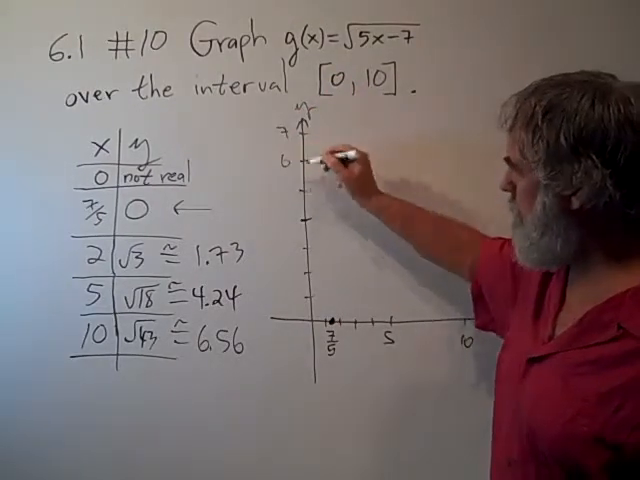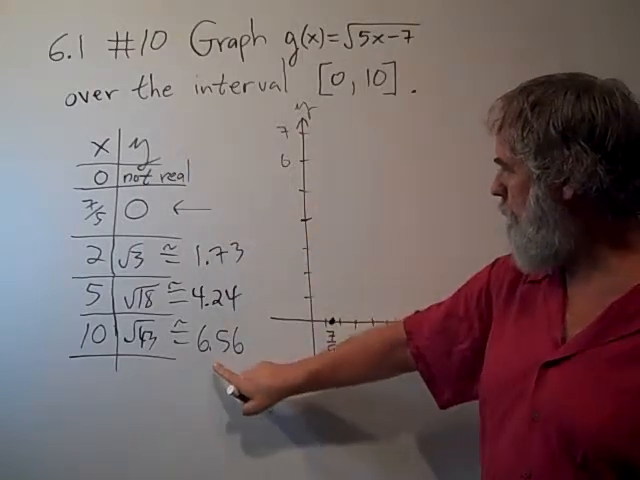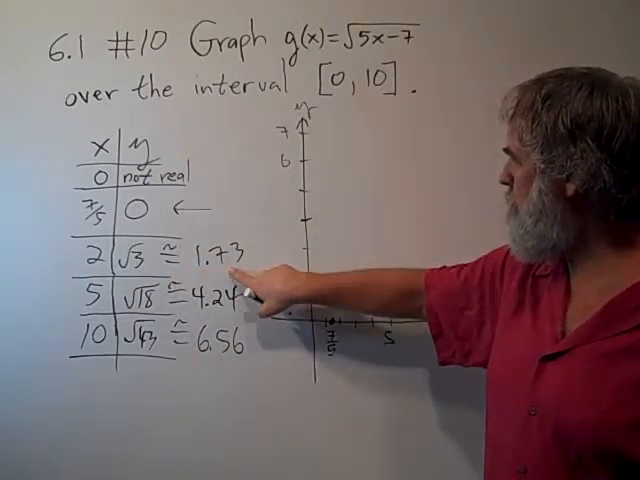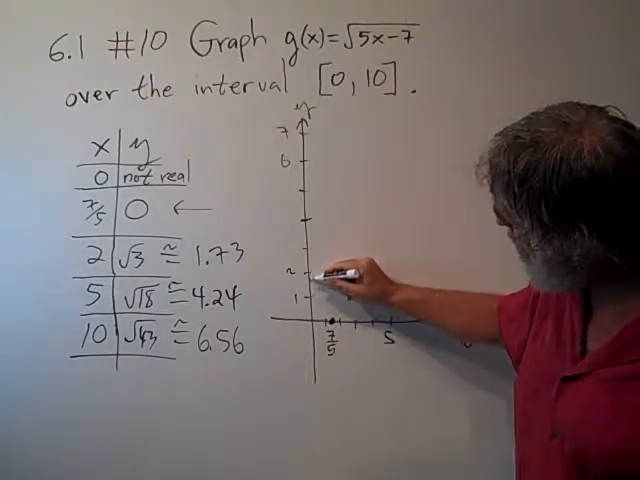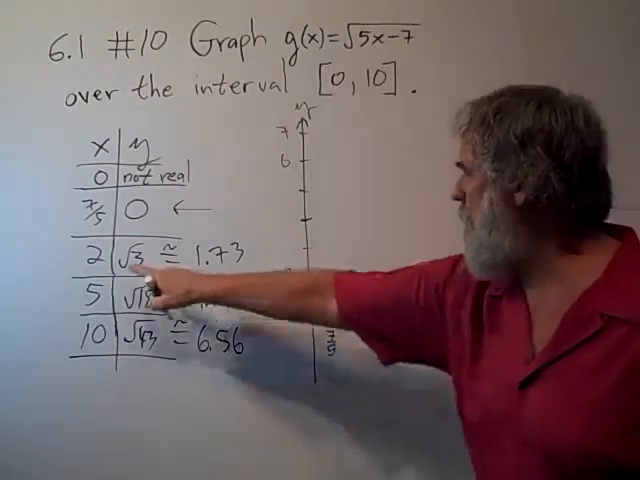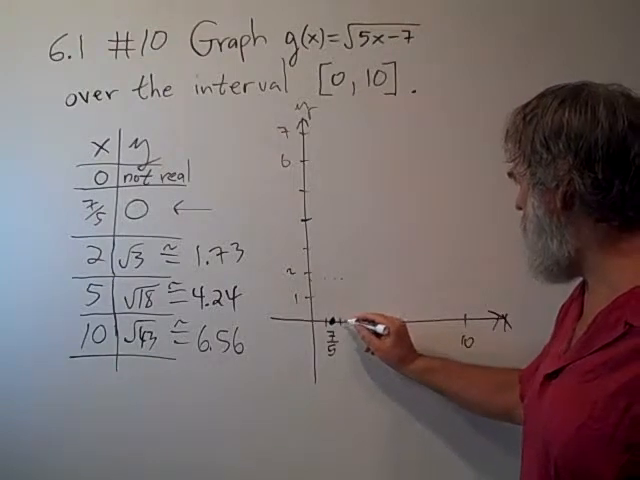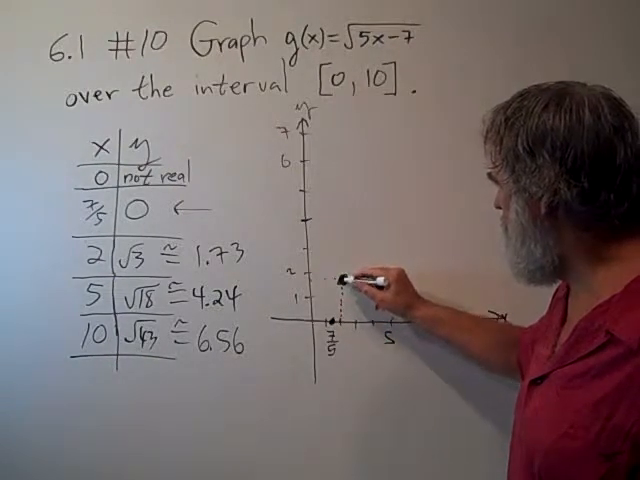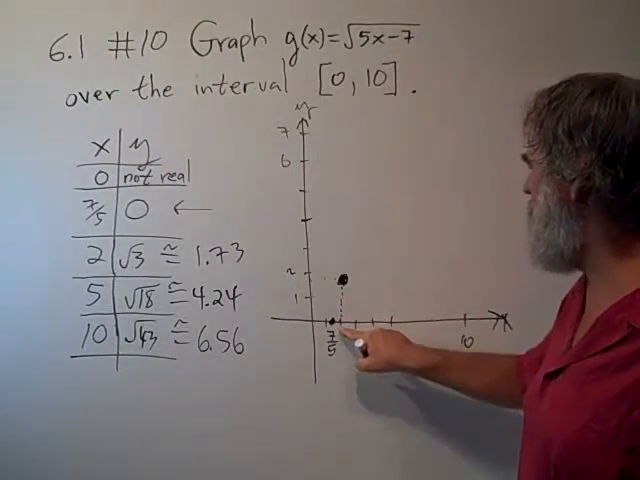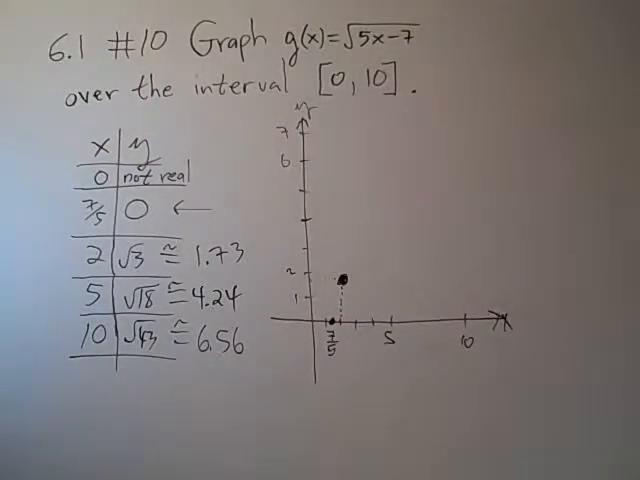And this is 6, so anyway, this goes up to 1.73, so that's 1, 2. 1.73 is about this height. So at 2, that's 1, 2. We're already up to this height. That's the number 2 on the x-axis.